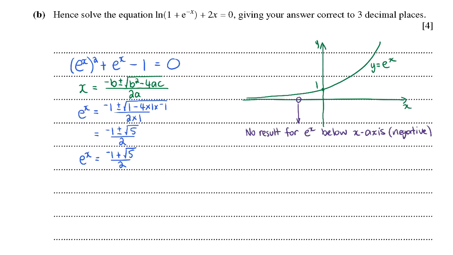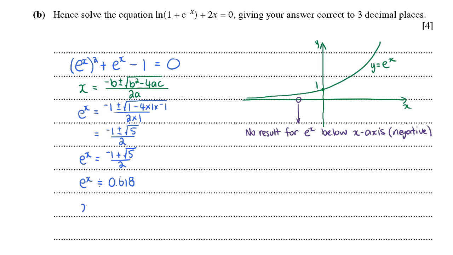Is that going to be positive? Well, yes, because 1 squared is 1, 2 squared is 4, and so root 5 is slightly more than 2. So if we put it into our calculator, evaluating the fraction above, we will get e^x is equal to approximately 0.618. That's rounded to 3 decimal places. Always use the exact value in further calculations.